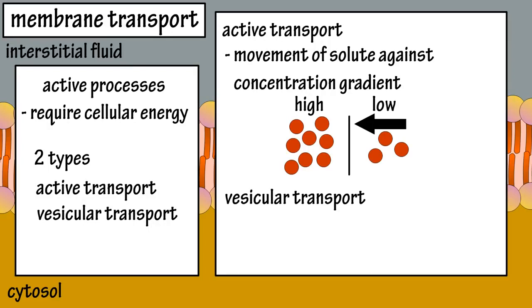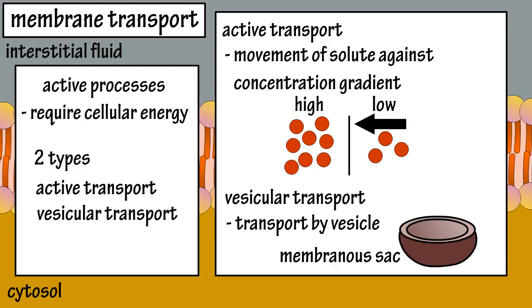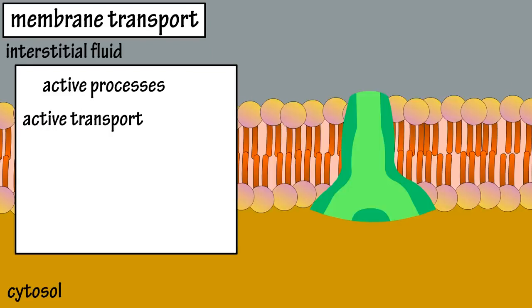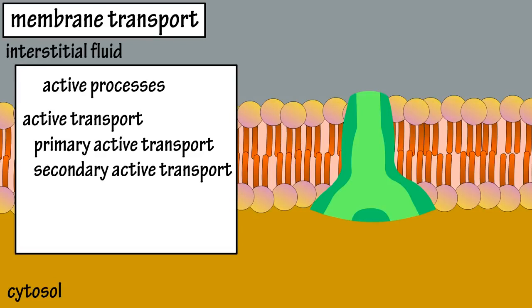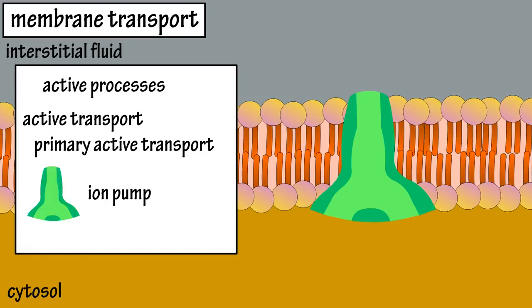Vesicular transport is the transport of large substances across the plasma membrane by a vesicle, which is a membrane-bound sac filled with materials. Active transport has two types: primary active transport and secondary active transport. In primary active transport, cellular protein pumps, called ion pumps, move ions across the membrane against their concentration gradient. Let's take a look at an example.